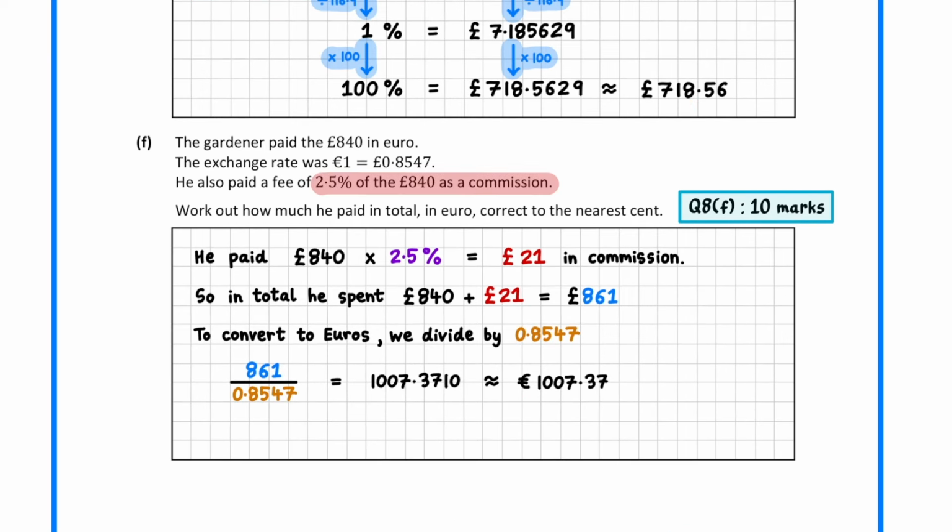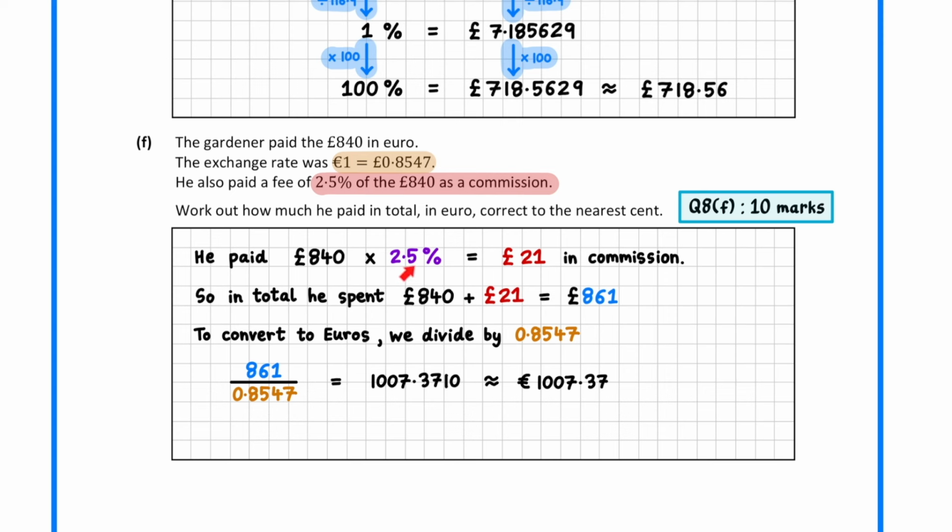In F, the gardener pays 2.5% commission on the £840. We are given the conversion rate from euros to pounds and must find the overall cost in euros. The first step is to find the commission.